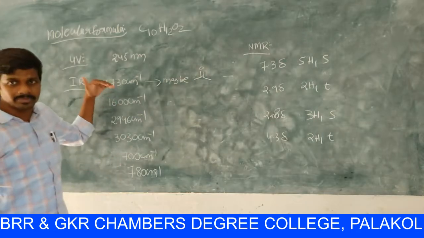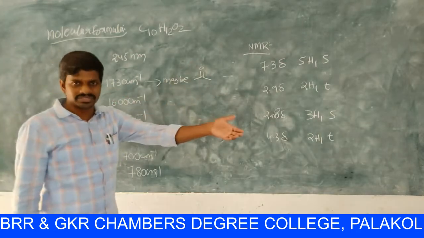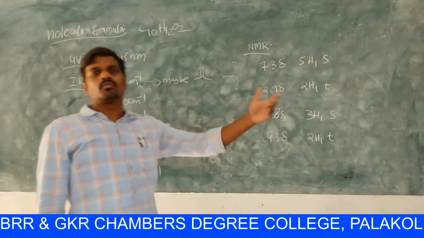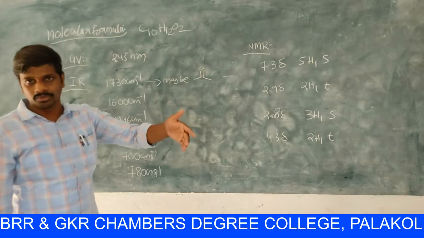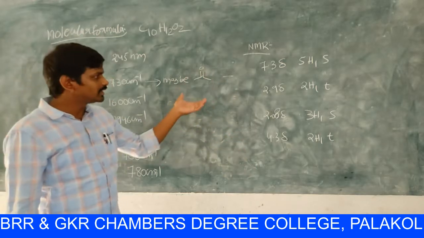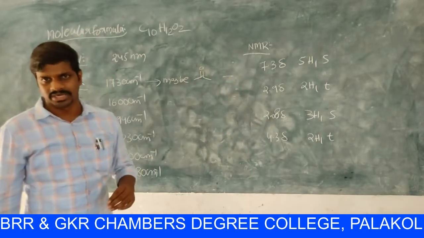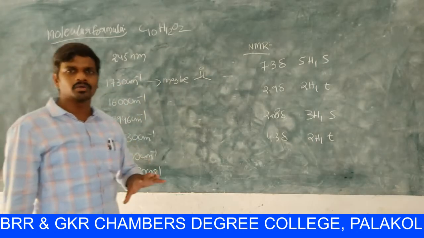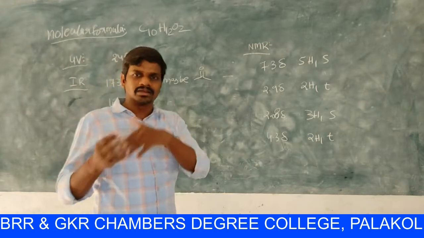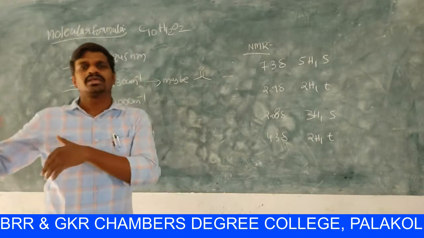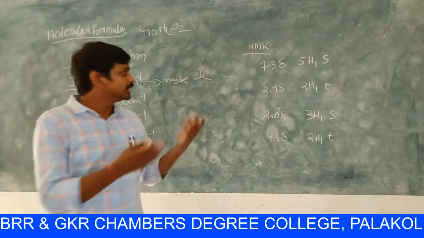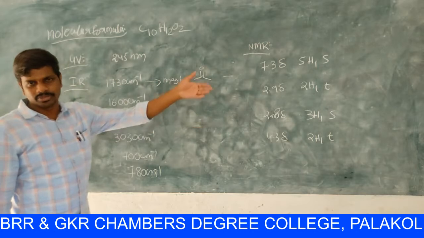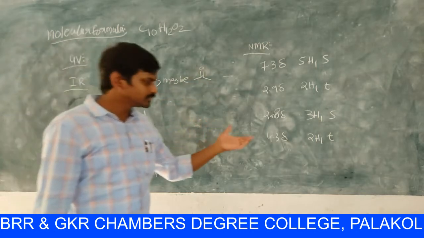This 1730 is the C=O stretching frequency. It indicates the organic molecule contains one C=O group, whether it is an aldehyde, ketone, or carboxylic acid, or any other carbonyl-containing functional group. That is not confirmed by the IR values, but it is confirmed later by using NMR data or mass data.